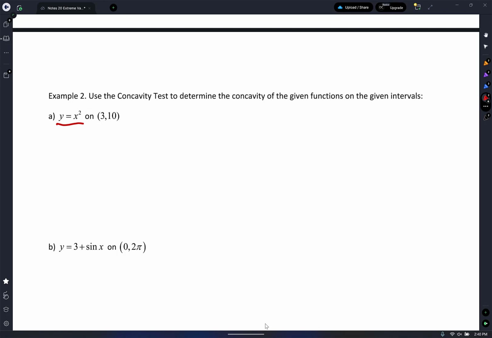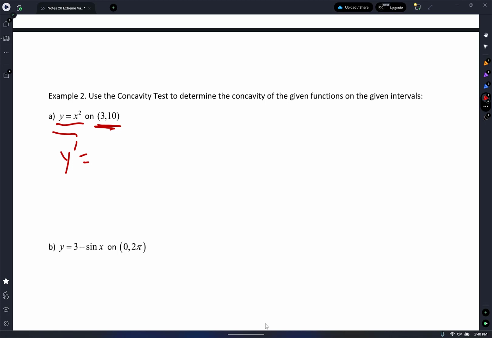Something simple. Does everyone know how y equals x squared looks? It's a parabola. This parabola is always concave up, and it says use a concavity test to determine the concavity of the given function in the given intervals. So I have an interval here, 3 to 10. Well, we already know it's concave up everywhere, especially 3 to 10. But let's see if it's true.